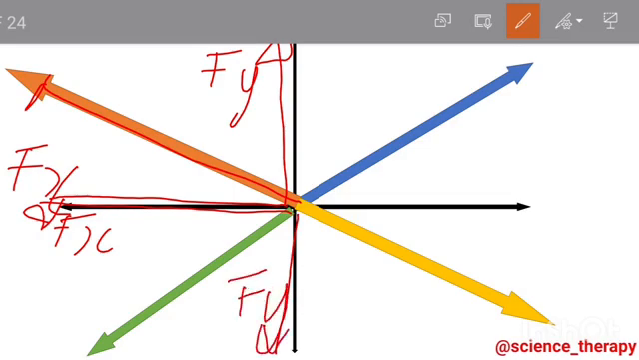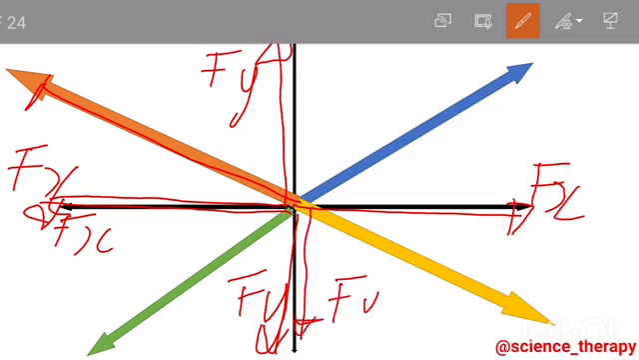Now let's look at the yellow one. Where is it moving in terms of your horizontal movement? Is it to the left or right? So we can see it's obviously going to the right. So that becomes your fx. In terms of your vertical movement, is it going up or down? So it is pointing downwards. So this becomes your fy. And that's how you resolve your components. Okay, let's move along.